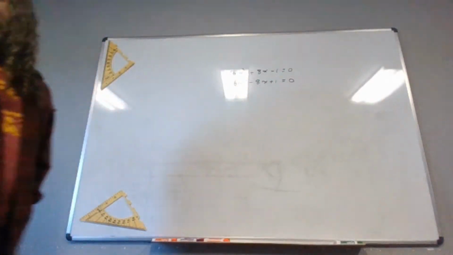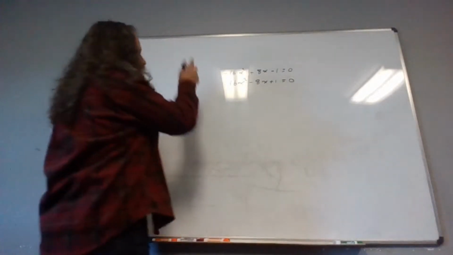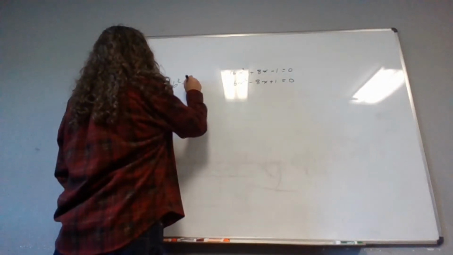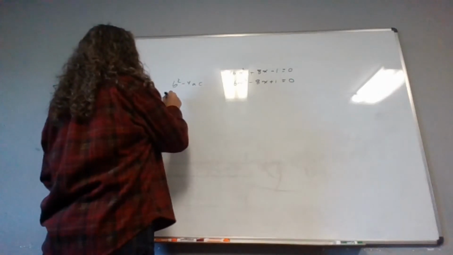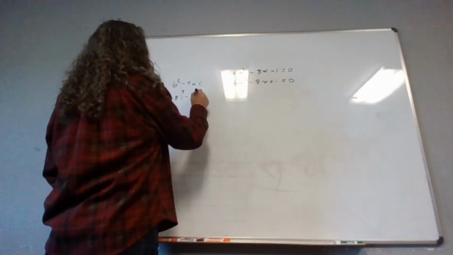Okay, so part A says to find the value of the discriminant. What do we do? Put in the discriminant formula. Which is the part of the quadratic formula that's inside the square root. B squared minus 4ac, so negative 8 squared minus 4 times 16 times 1.